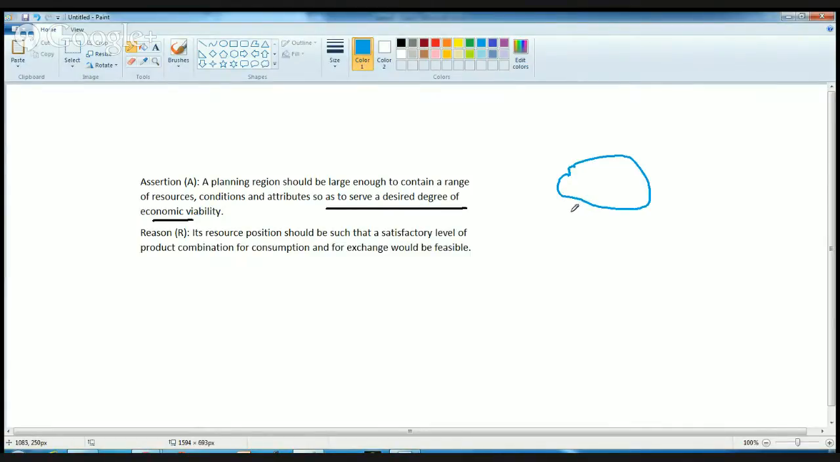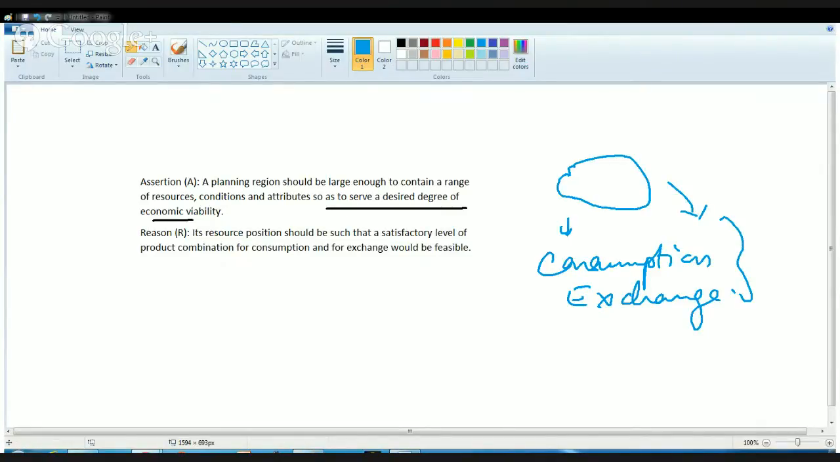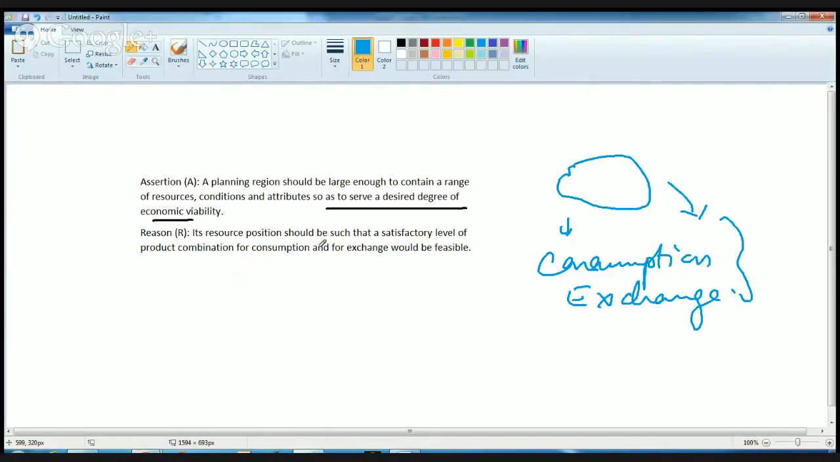It should have various resource positions available, and those resource positions should be a combination of the consumption level and the exchange taking place within the region. That means the region should fulfill its own requirement and should be sufficient in itself in terms of economy.